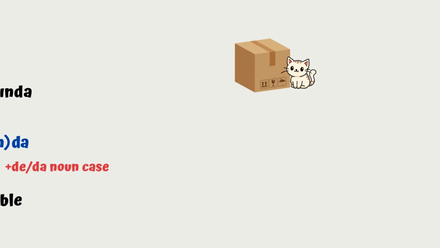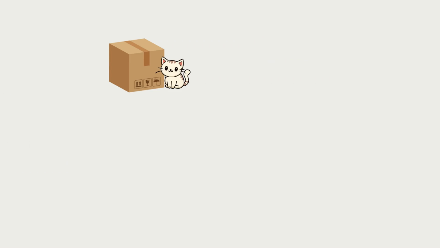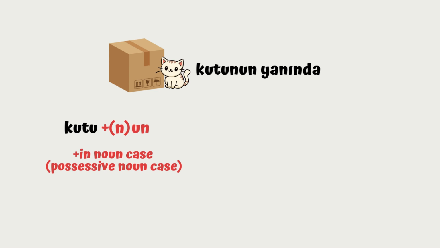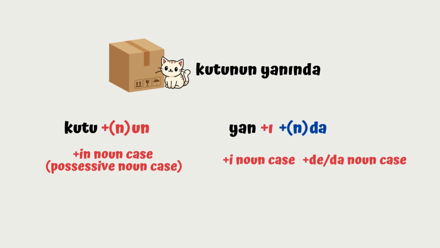So where is the cat? It's next to the box, right? So it's kutunun yanında. So kutu takes in noun case again, so it becomes kutunun. Yan takes in noun case first, and then de da noun case. Remember, we follow the vowel harmony rule, so yanında. So we say at the next to the box.